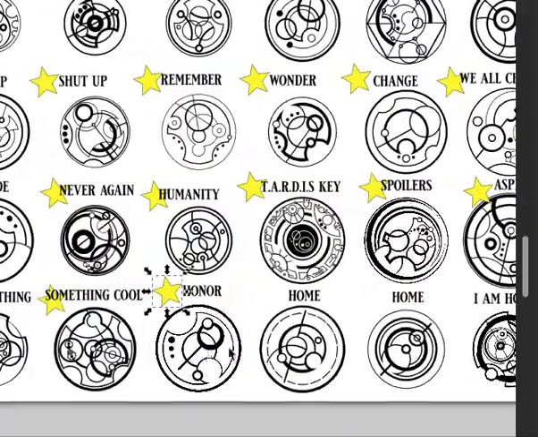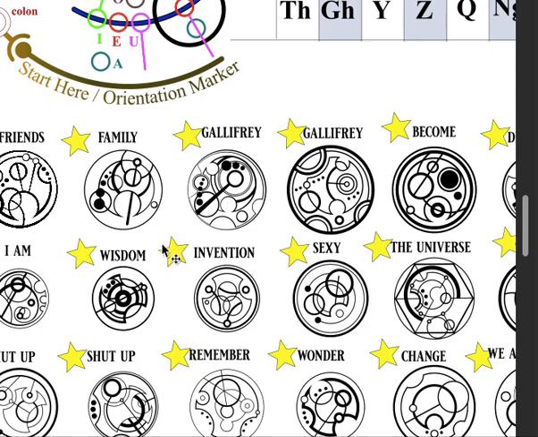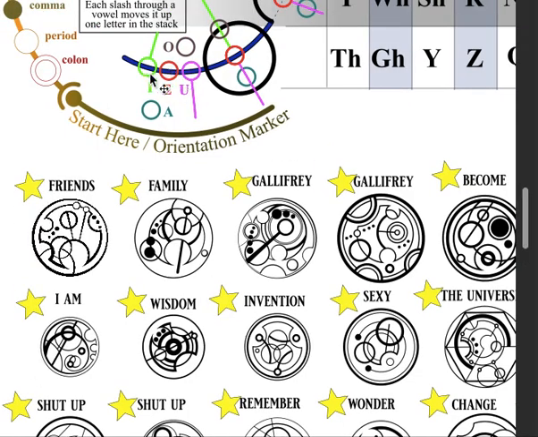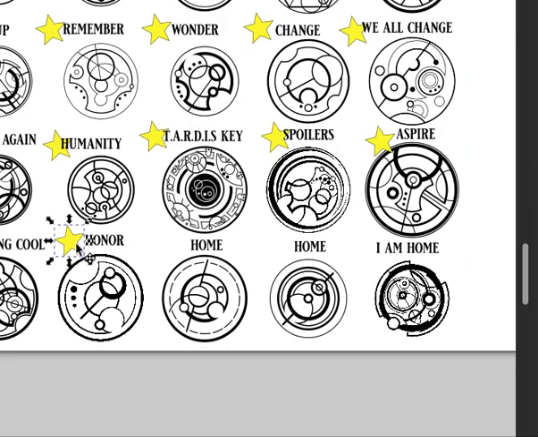And then last but not least, we have this guy on the line of the word circle, and that makes it an E, because it's on the line of the word circle, which this blue line is the word circle line. So that would be home. Here's the same word again.